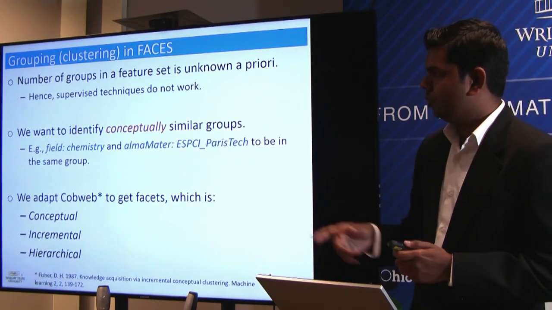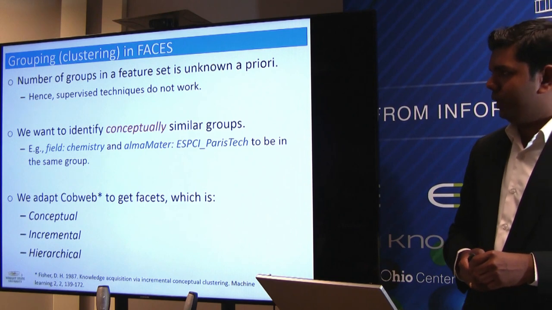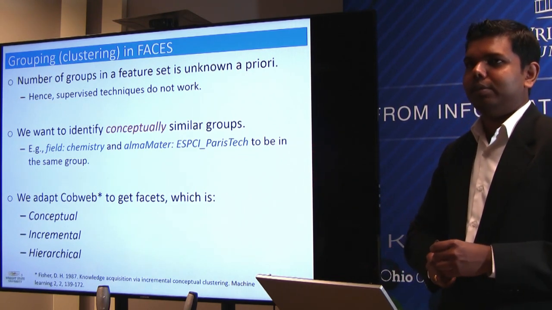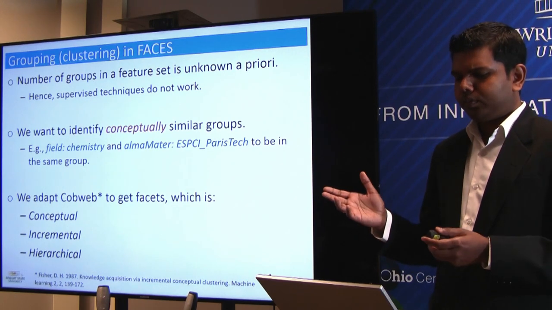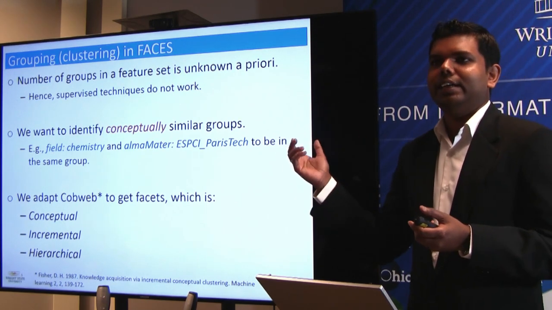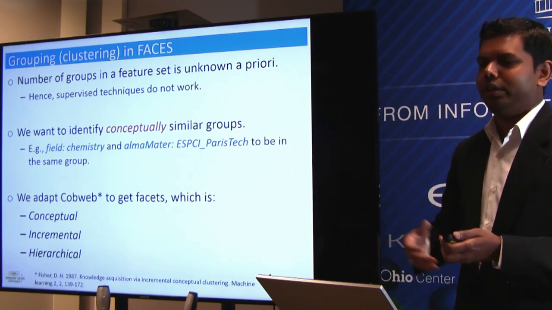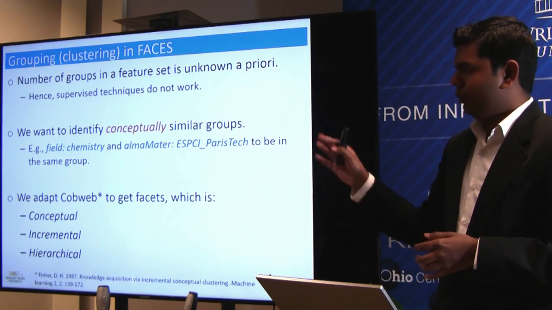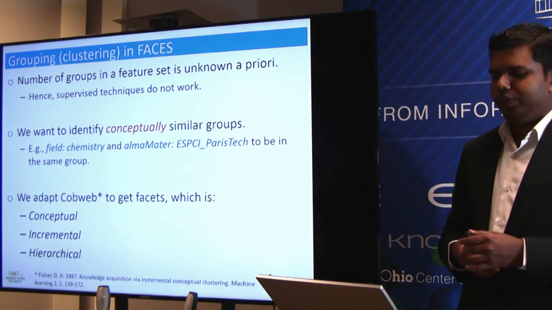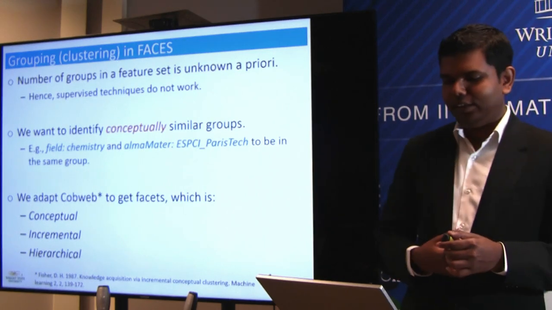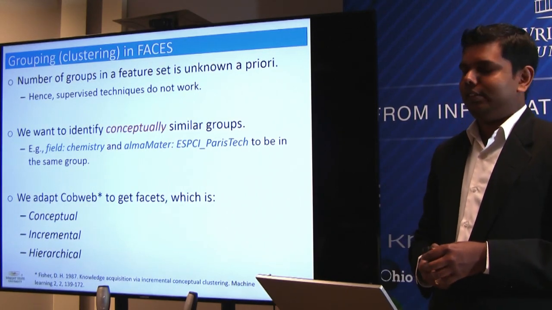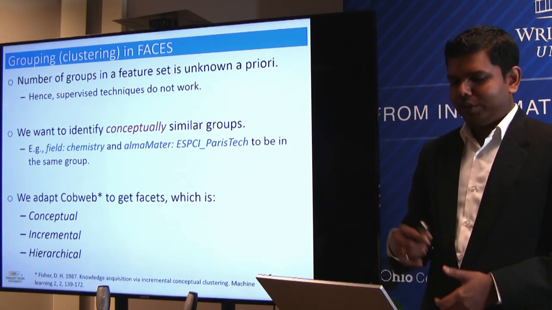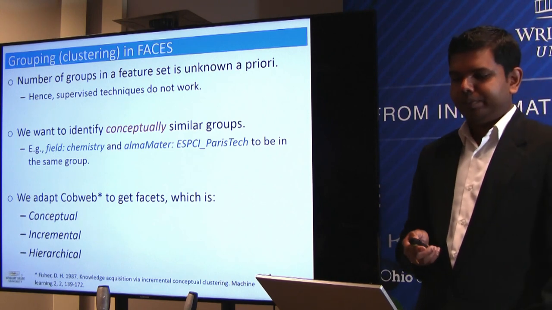So for example, take these two features from the entity Marie Curie. One is talking about her field, chemistry, the other is about her alma mater. If you analyze them syntactically, they are different. Their characters and words are not the same. But we want them to be put together. And that's the challenge that we want to solve. So in solving this problem, we adapted a hierarchical, incremental, and conceptual clustering approach called Cobweb, which is quite old in the literature, but we find it interesting and it suits our needs here.